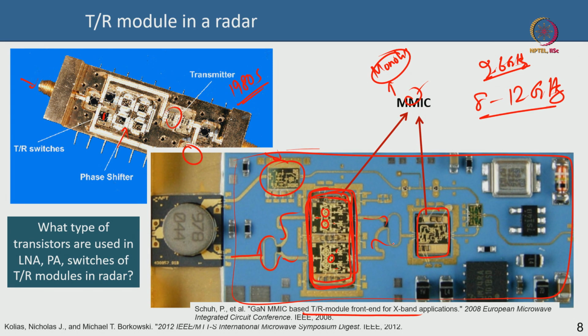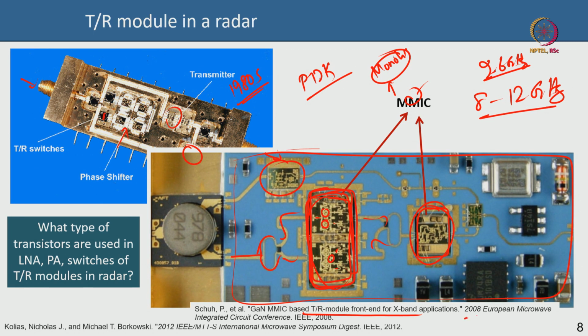There could be driver stages, pre-driver stages to boost the power level so that you can feed into the power amplifier. The power amplifier will be on the transmitting side, the low noise amplifier will be on the receiving side. These MMICs are very complicated to design, by the way, and you need to work with a foundry which will have a PDK, the process design kit, using which you design this MMIC, and then you get it fabricated, tested, and then you build this TR module.